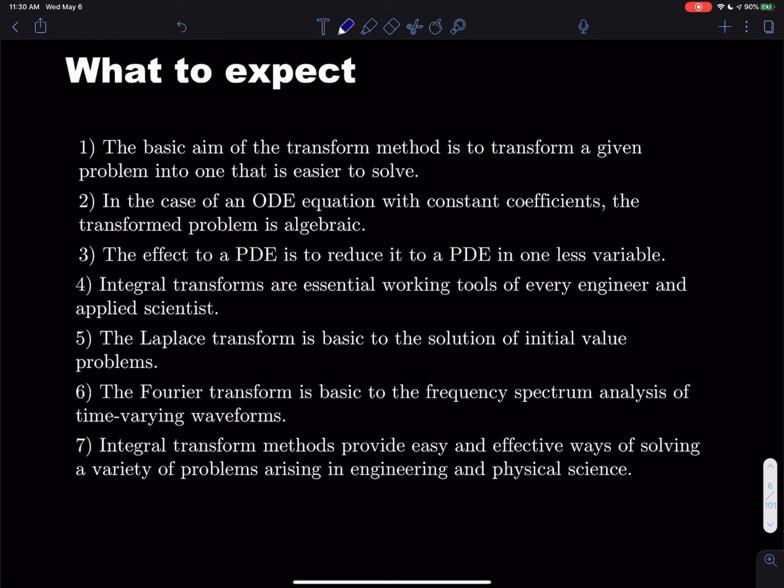The basic aim of a transform method is to transform a given problem into one that's easier to solve, as I said. So the concept is, again, we have a differential equation, we apply Laplace transform to it, it has the potential of turning that into an algebraic equation, we solve for the solution, and then do a Laplace inverse to take it back to time domain. In the case of an ODE with constant coefficients, the transformed problem is algebraic, again, as I said. The Laplace transform is basic to the solution of initial value problems, and you could read the rest.